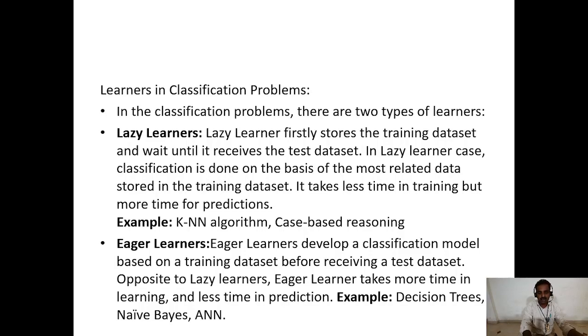Next, eager learners. Eager learners develop a classification model based on the training data set before receiving a test data set. Opposite to lazy learners, eager learners take more time in learning and less time in prediction. Examples are decision trees, Naive Bayes, ANN. These are examples of eager learners.